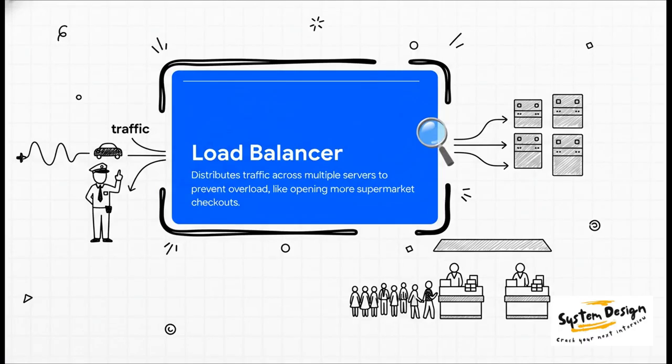First up is the load balancer. This thing is basically the traffic cop of the internet. Think about it. When a huge line forms at the grocery store, they don't just let it get longer. They open more checkout lanes, right? A load balancer does the exact same thing for servers, spreading all the incoming users across a bunch of them so no single one gets totally overwhelmed.